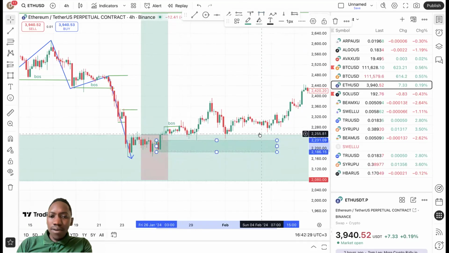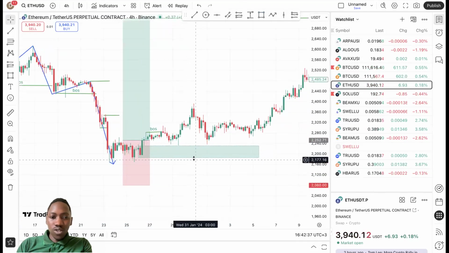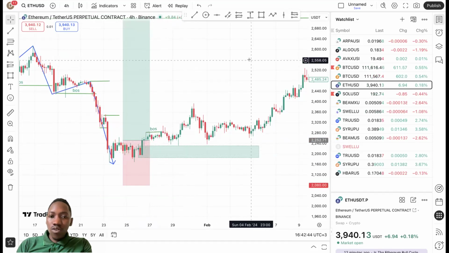So let me delete this upper demand zone so that you don't get confused in what I'm doing. I'm going to show you something. Let me delete it for now. Of course, you know it was there. So there's this demand zone here that I'm going to wait for the market to come back to and go back.